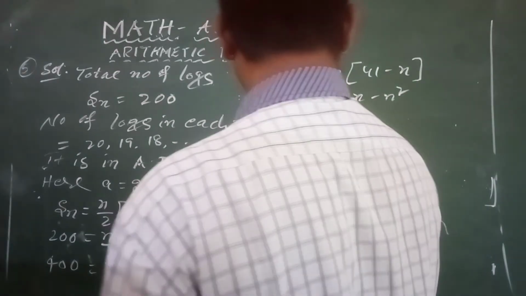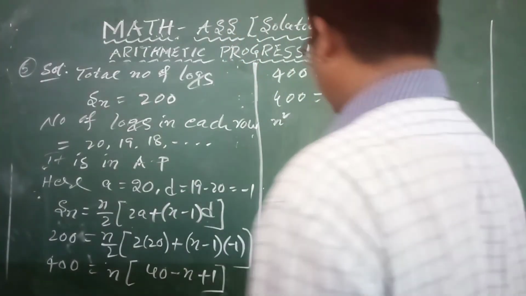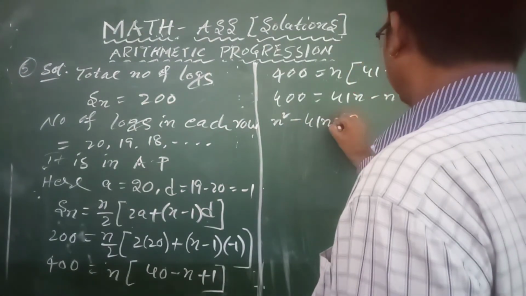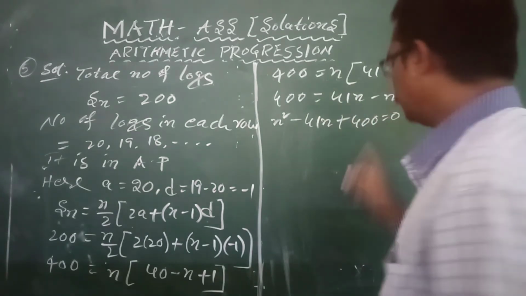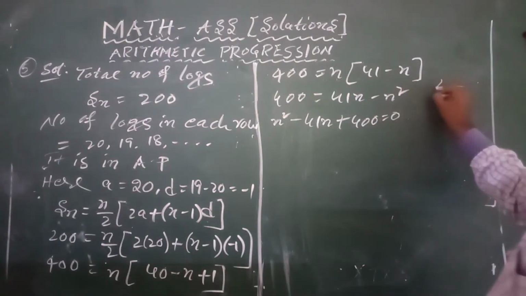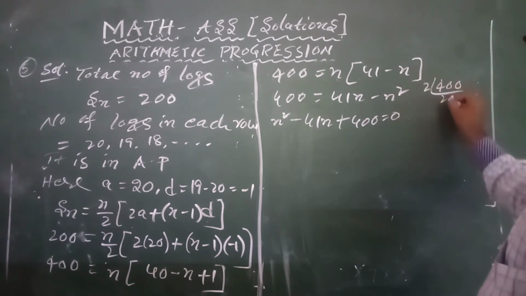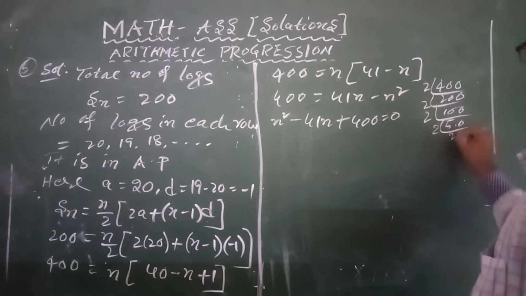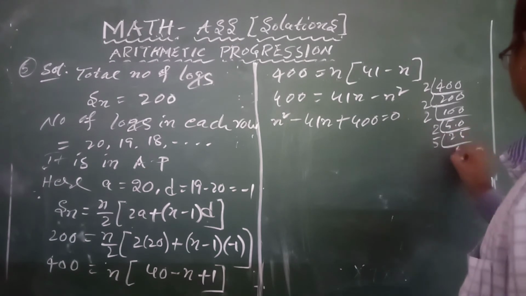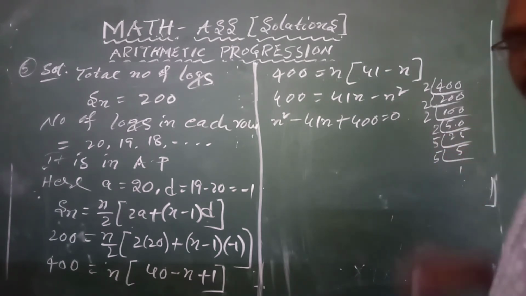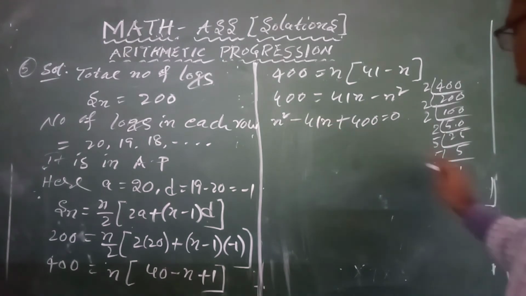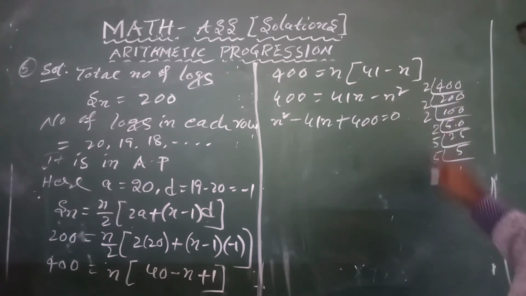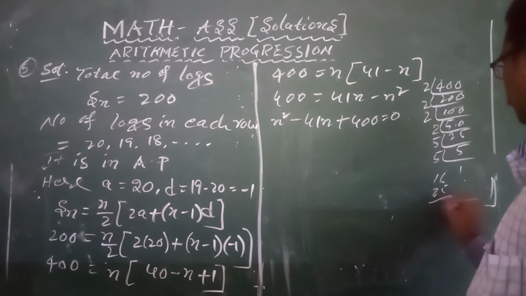This total we transpose to the left side and write it in descending order, degree-wise descending order. We get n square minus 41n plus 400 is equal to 0. Here, 400 factors you don't take, you can take LCM. Do LCM. 5 is a 25, 2 2 is a 4, 4 4 is a 16, 16 and 25, 16 plus 25 you can do addition, the result is 41.